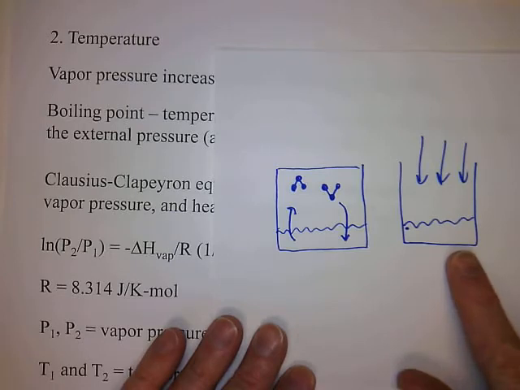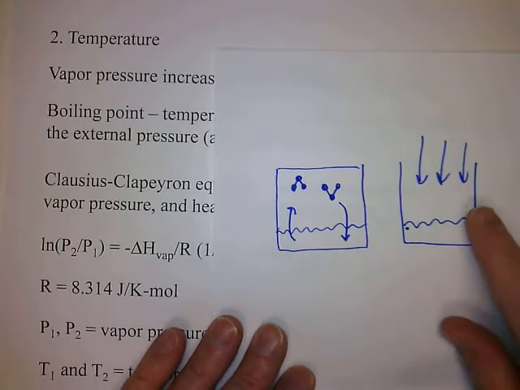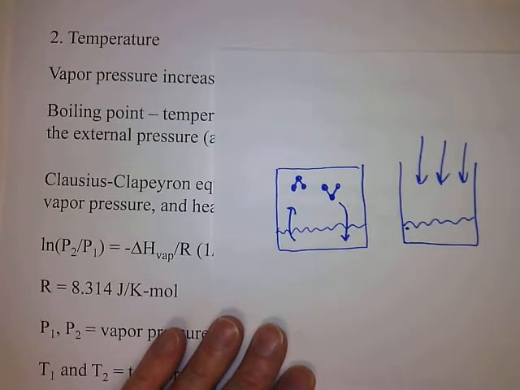So water boils at 100 Celsius only at 1 atmosphere of pressure. Okay.